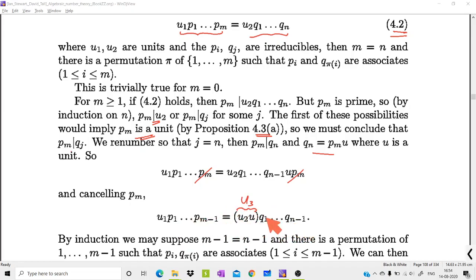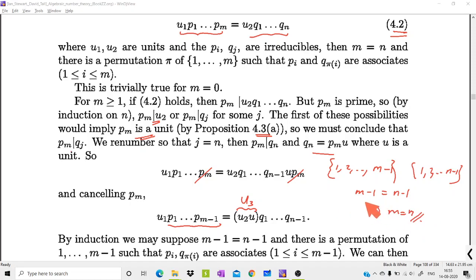Qn minus 1. Now we have here m minus 1 factors. Our induction hypothesis is that the result is true for every integer less than m. So unique factorization is possible here because it's only m minus 1 factors. Then you can easily get a permutation from 1, 2, 3, etc., m minus 1 to 1, 2, 3, etc., n minus 1. This shows that m minus 1 is the same as n minus 1, which implies m is equal to n. This is the first step.